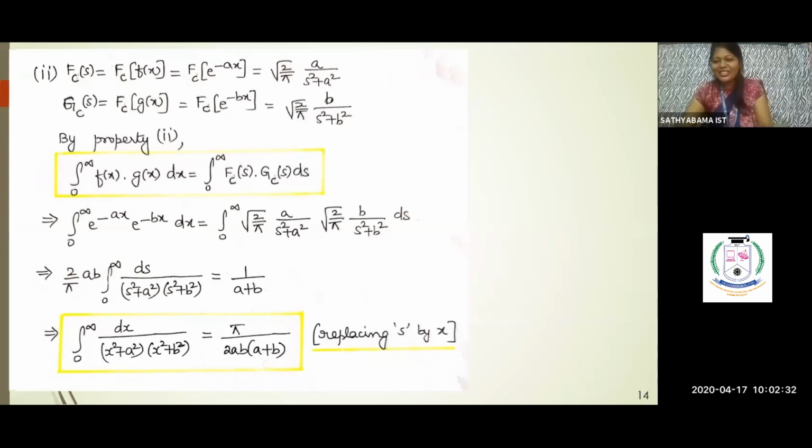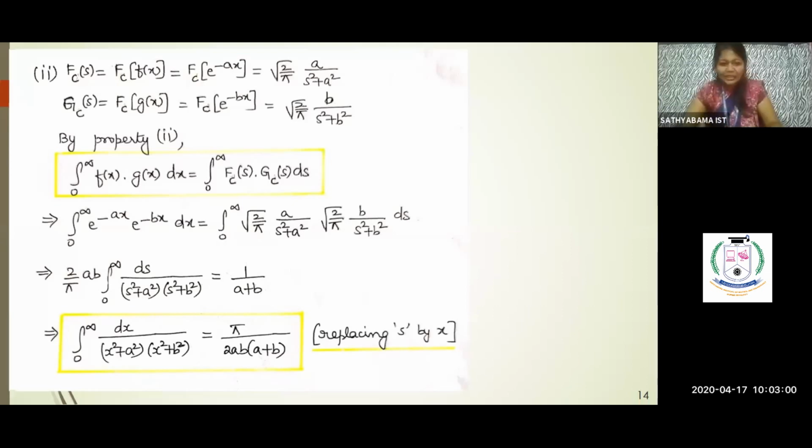Now all you have to do is substitute. On the left hand side, I'll substitute e power minus ax and e power minus bx. On the right hand side, I'll substitute the respective Fourier cosine transforms. So root of 2 by pi, a by s square plus a square. Similarly, root of 2 by pi, b by s square plus b square. Now 2 by pi ab is a constant on the right hand side, so I've brought that outside, and I brought that entire integral to the left because that is what I want.